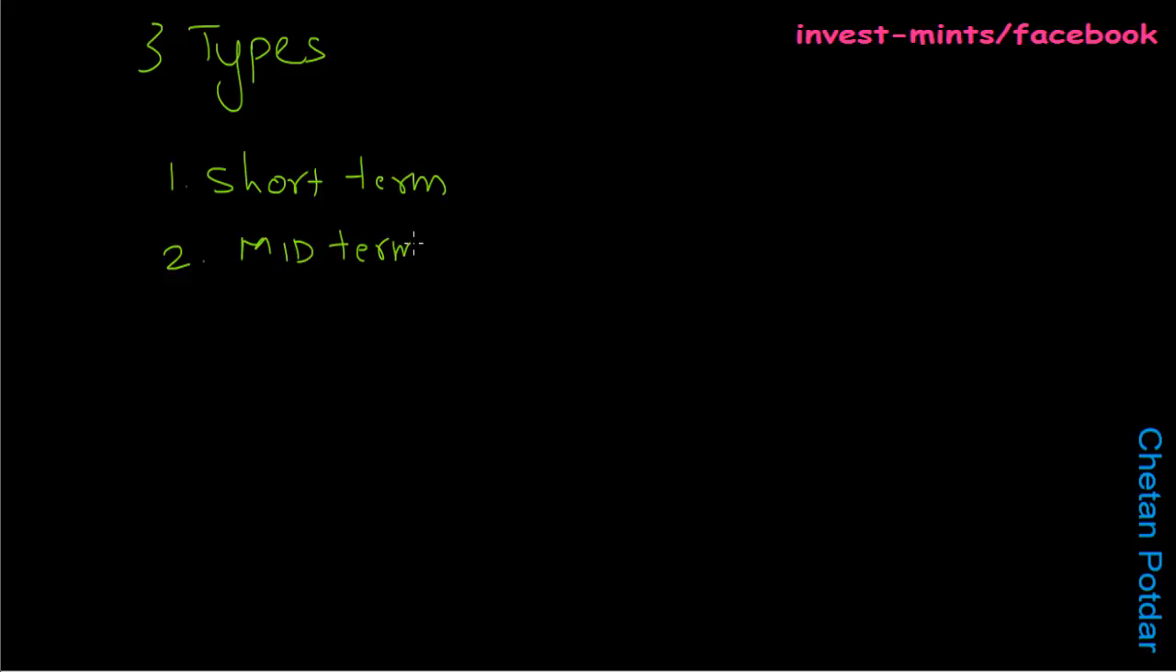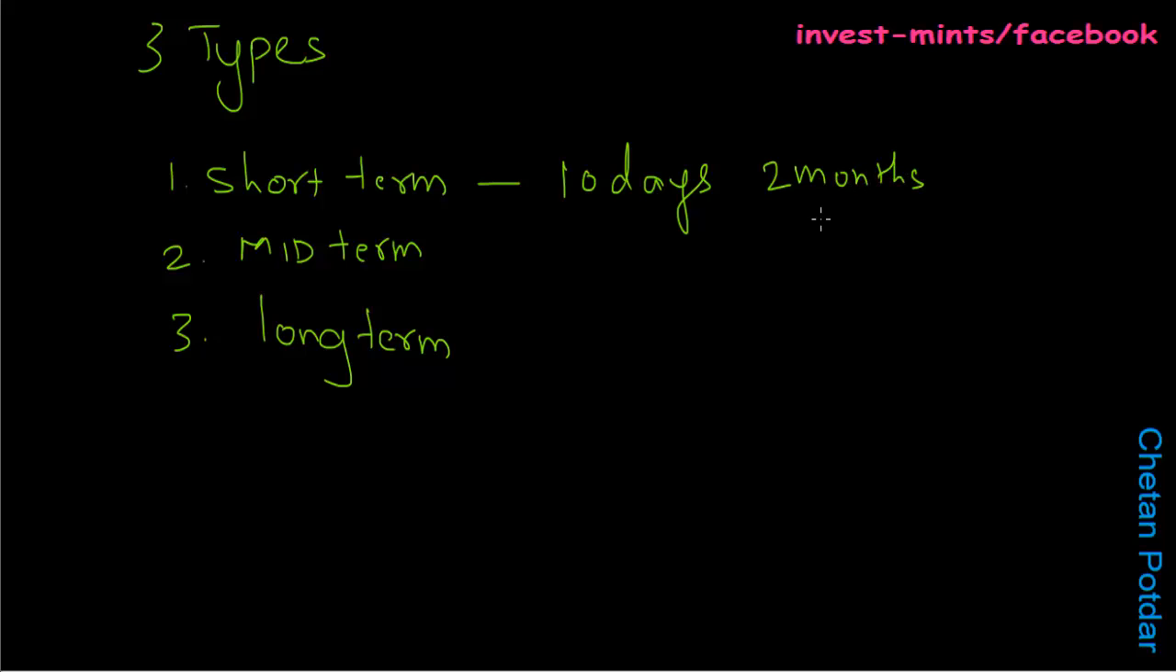There are three basic types of trends, okay? Three types. One is short term, two is mid term, and three is long term. A short-term trend would be anywhere from 10 days to about 2 months. This is not sacrosanct, I'm just giving you ballpark figures.